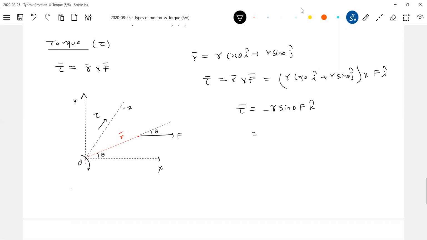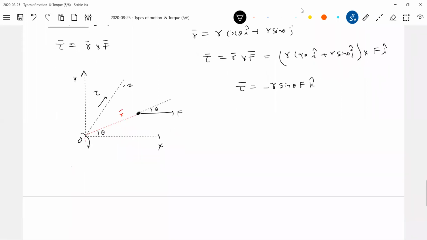Positive z-axis will be out of the plane. So it's a rough diagram that I'm showing here. Now what will this do? It will produce a rotational effect. I'm discussing the torque of a particle, torque on a particle about the origin. So we find it using this particular formula.